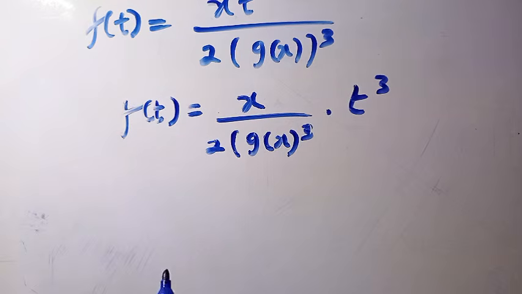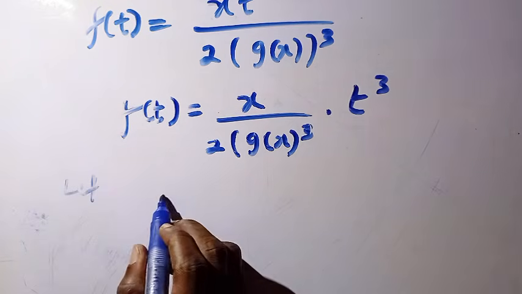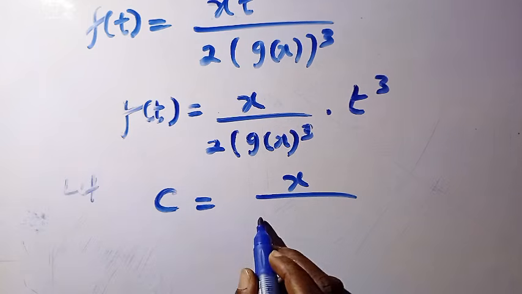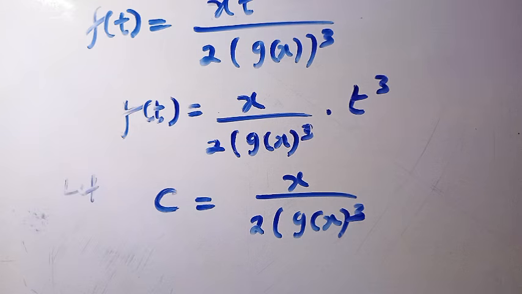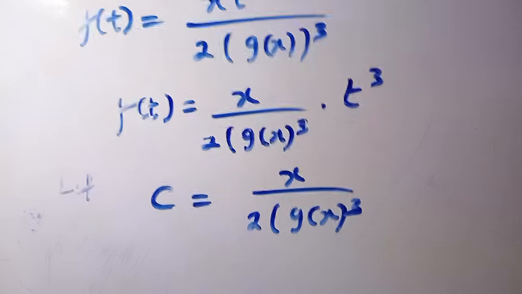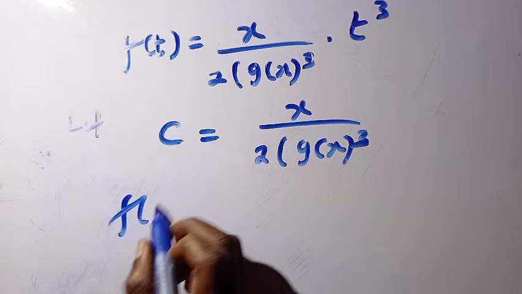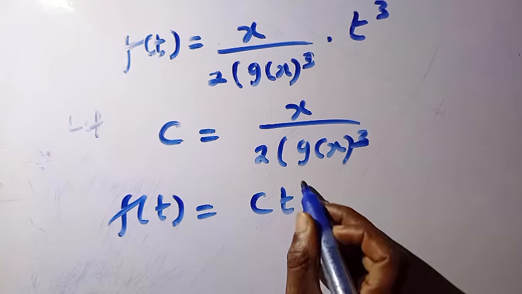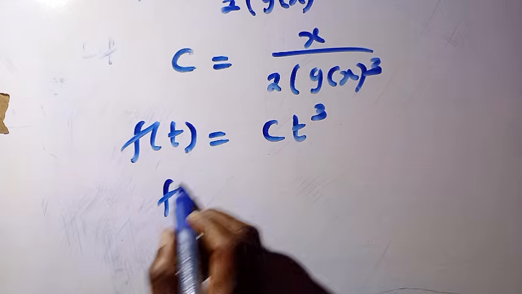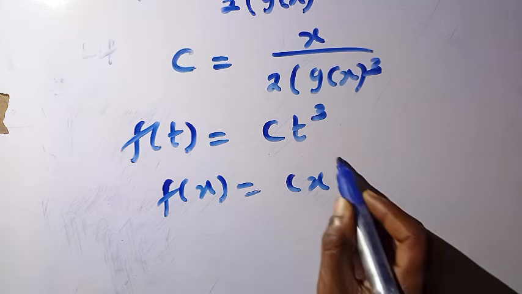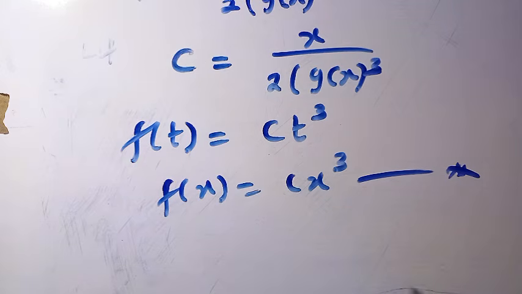Therefore, if I let c equals x divided by 2 into bracket of g of x cubed, then f takes the cubic form, and we are going to have f of t equals ct raised to the power of 3. And by changing this to x, we are going to have f of x equals cx raised to the power of 3.